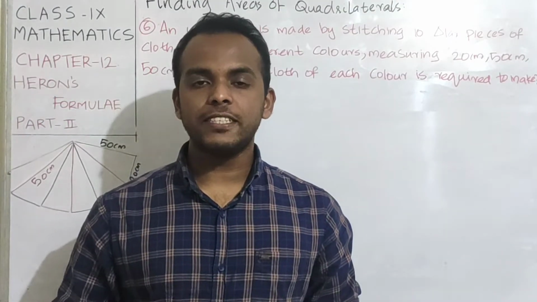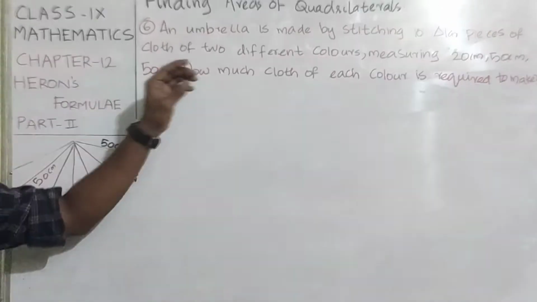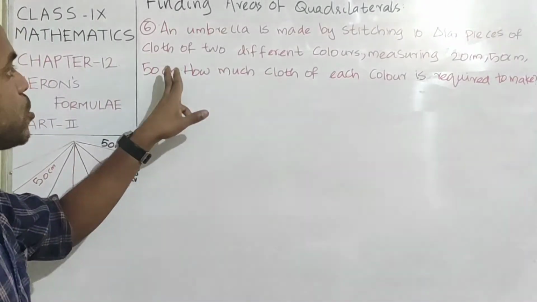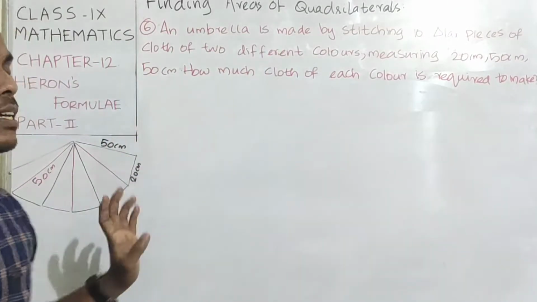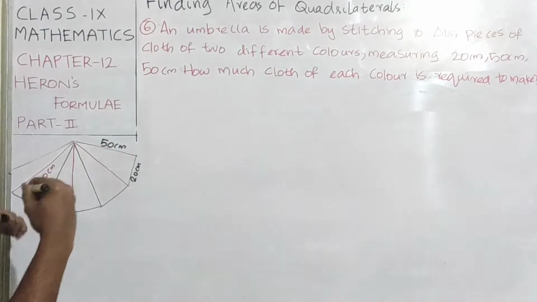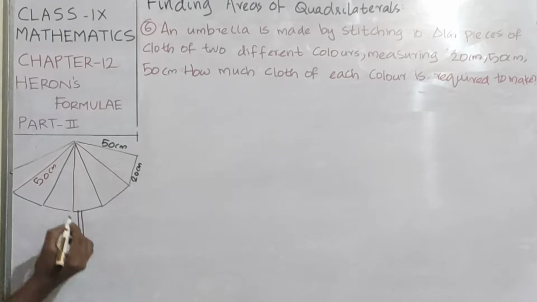Now let us see the sixth question in our exercise 12.2. The question says, an umbrella is made by stitching 10 triangular pieces of cloth of two different colors. Let us assume the two colors are red and black. So I have drawn a picture of umbrella. I think it may look like the same.